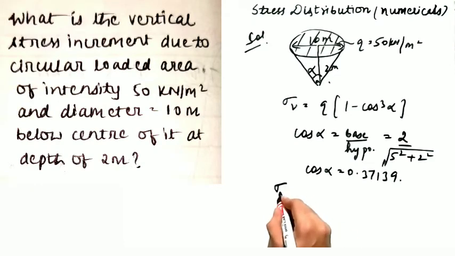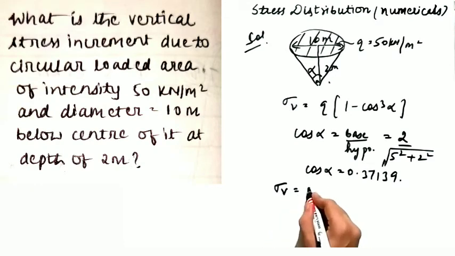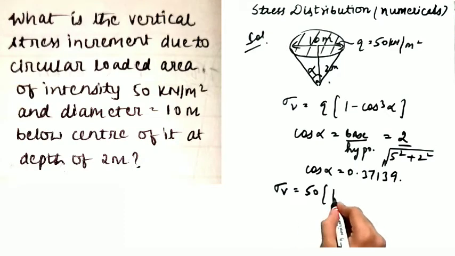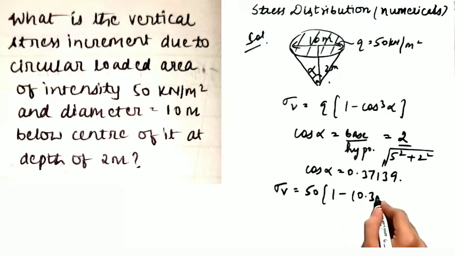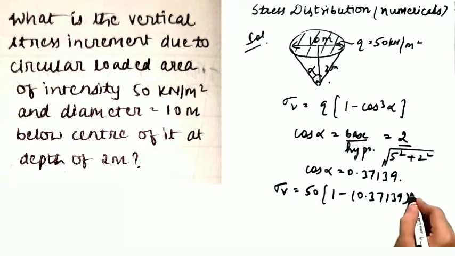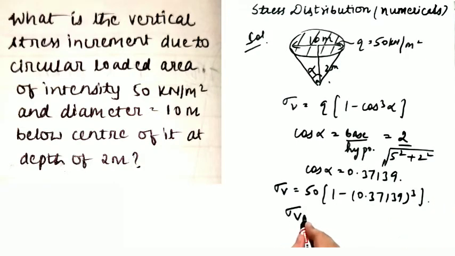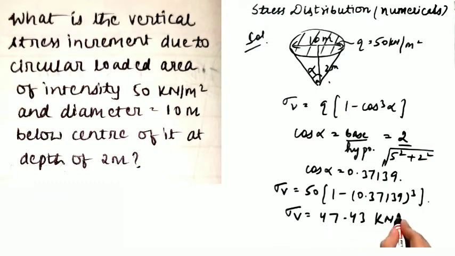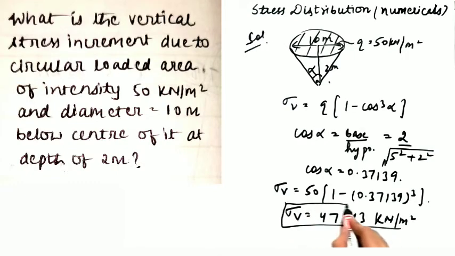Now simply you have to put it in the formula. Q is given as 50 and you have to take the cube of cos alpha, and when you solve this equation, you will get sigma V as 47.43 kilonewton per meter square. So this is the stress increment due to this circular loaded area.